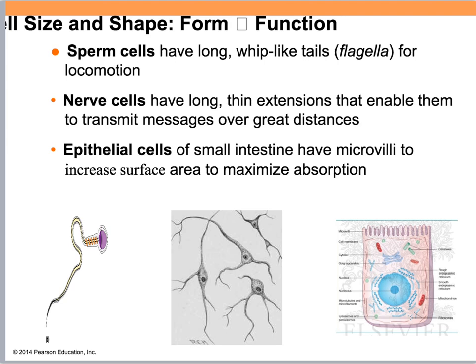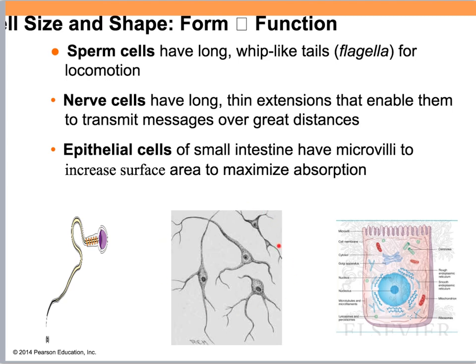These other cells are different. Over on the left, we have a sperm cell, and it has a very specific function. Its function is to deliver the DNA that's in this head region of the sperm to an egg. And so it's got the DNA packed in there, and then it has this long whip-like tail that's going to allow it to swim so that it can get to where it needs to go. So it has a very specific form to be able to perform a very specific function.